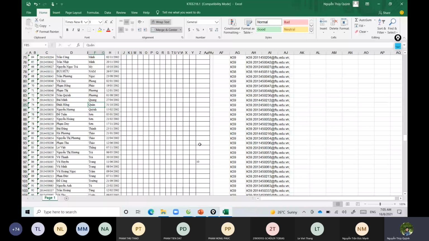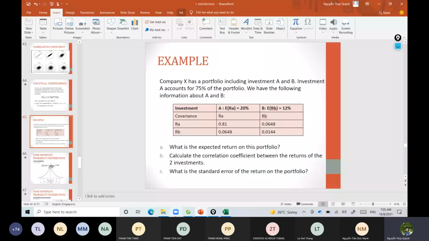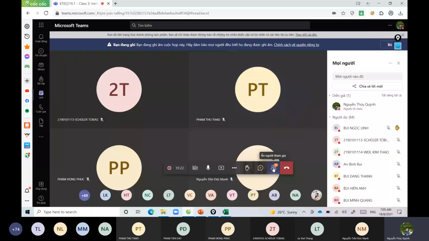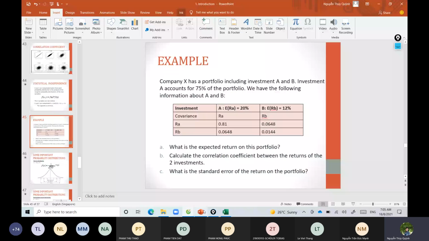Okay, and the last one, question C. Okay, I see Bùi Ngọc Linh. Đức Trung, I'll call you later, Trung. Okay, so Bùi Ngọc Linh first. Our question here is to determine the standard error of the return on the portfolio.